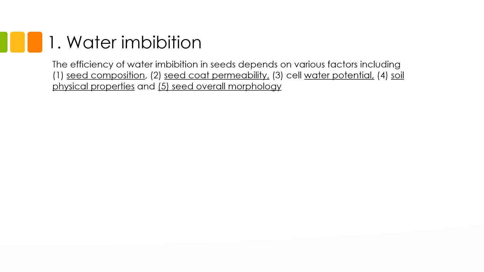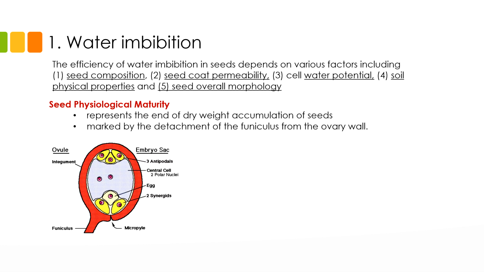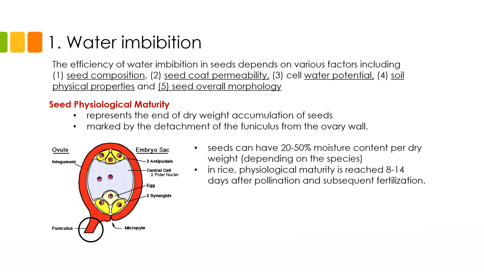Let's first discuss how composition of seeds affect water imbibition. After pollination and double fertilization, the zygote and the primary endosperm develop and mature. Seed maturity can be divided into two stages, the physiological maturity and the harvest maturity. Physiological maturity represents the end of dry weight accumulation of seeds and is marked by the detachment of the funiculus from the ovary wall. During physiological maturity, the seeds can have 20 to 50% moisture content per dry weight, depending on the species.